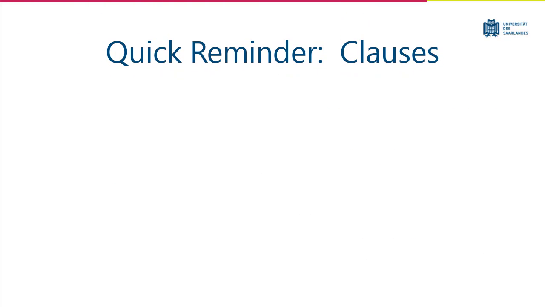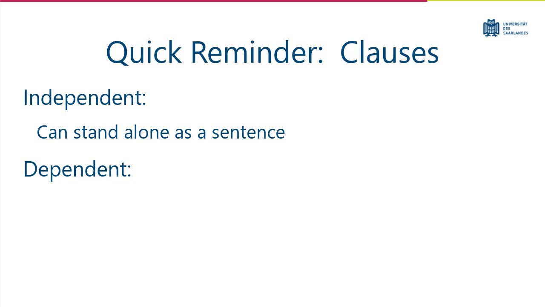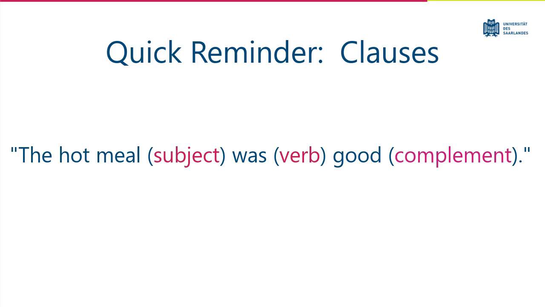Quick reminder. Clauses are what make up sentences. There are two major types of clauses, independent and dependent. All clauses have a subject and a verb, and usually also an object or a complement. An independent clause can stand alone as a sentence, as in the following example. The hot meal, subject, was, verb, good, complement.